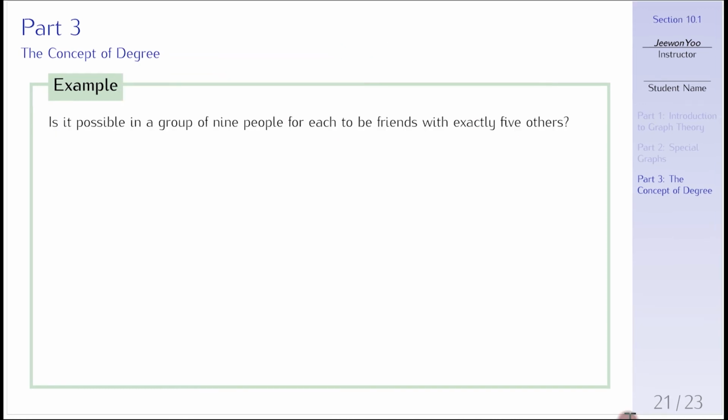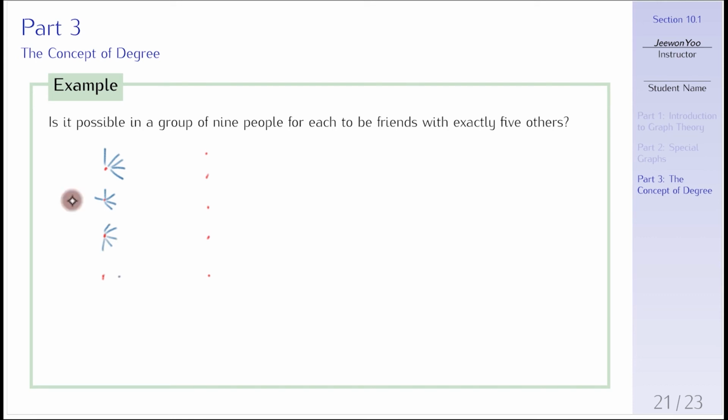Okay, let's quickly solve one easy example here. If you read the question, is it possible in a group of 9 people for each to be friends with exactly 5 others? Whenever you're dealing with this kind of question, on the web assign or on the final exam, please look at the group of 9 people first. And this shows the number of vertices. What this means, everyone, is that each to be friends with exactly 5 others, that means how many branches coming out of this vertex? 5, do you agree? Same for all of the other vertices.